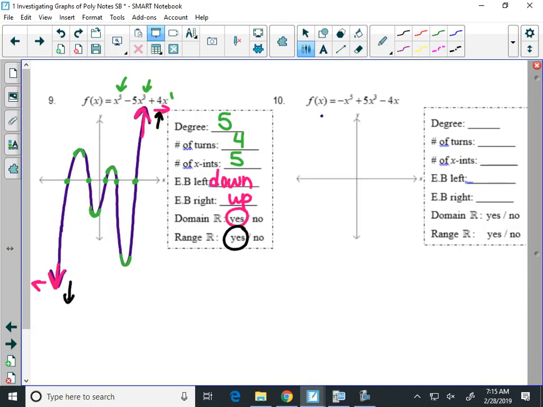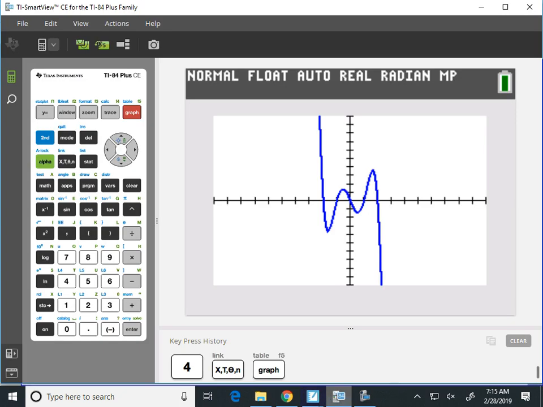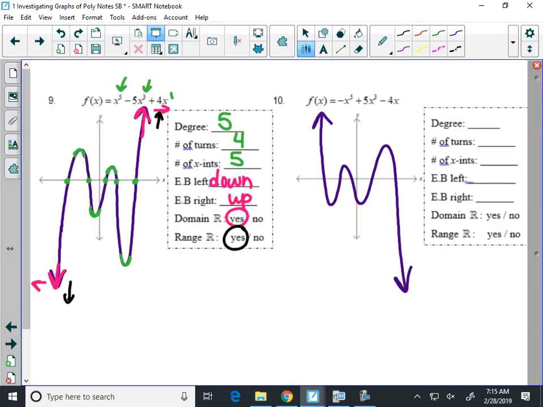So go down. All right, I think that's close. Let's see. Oh, wait, calculator. Yeah, that looks pretty good. So there we go. Last graph. Degree, highest exponent. I have a 5, a 3, and a 1. The highest exponent is 5, so that's our degree.